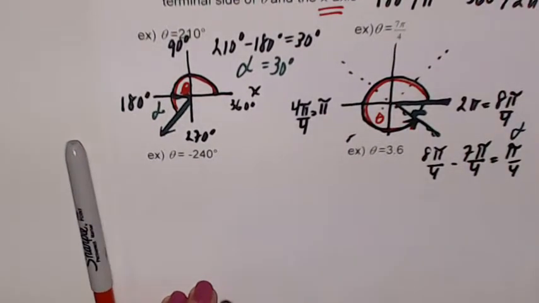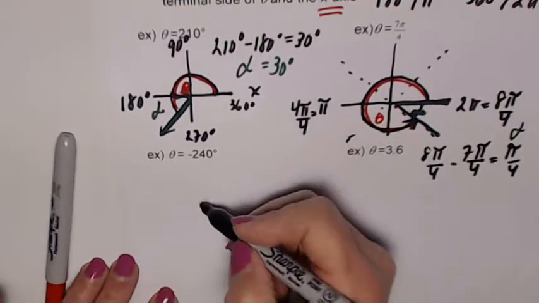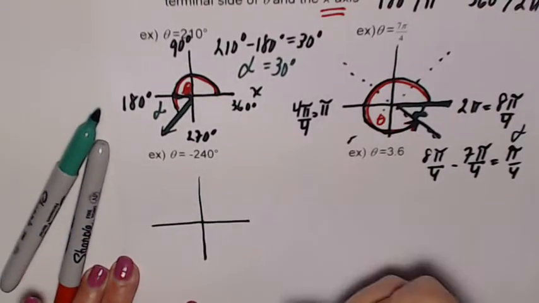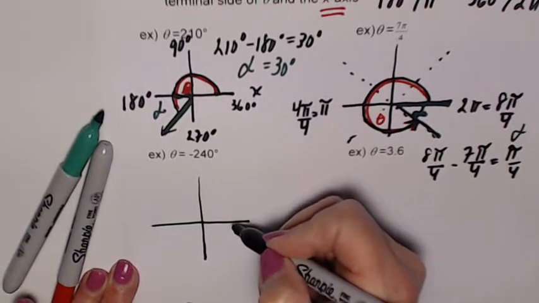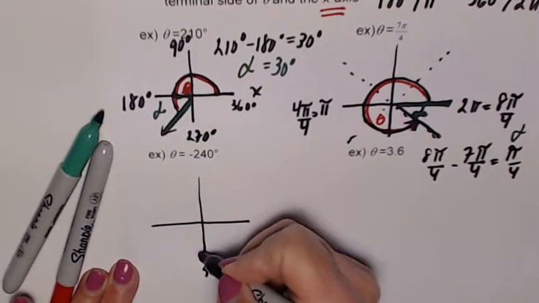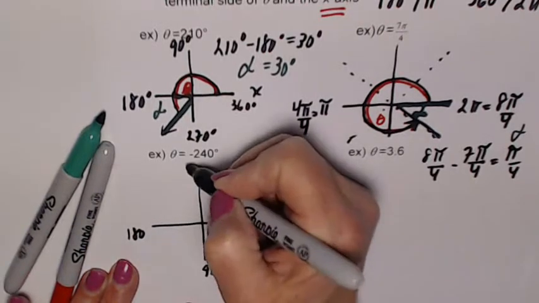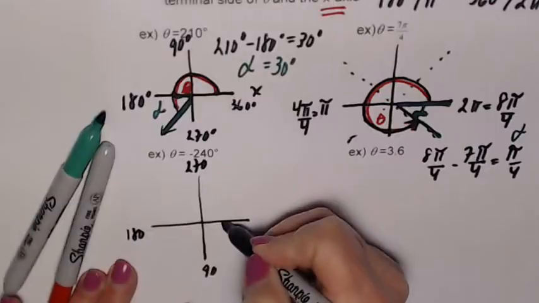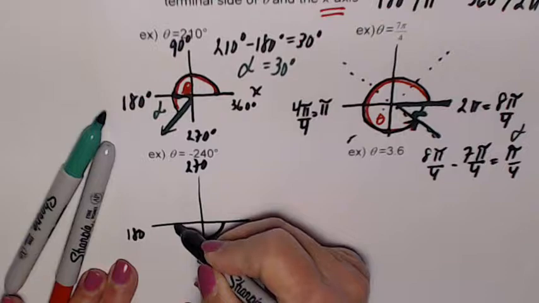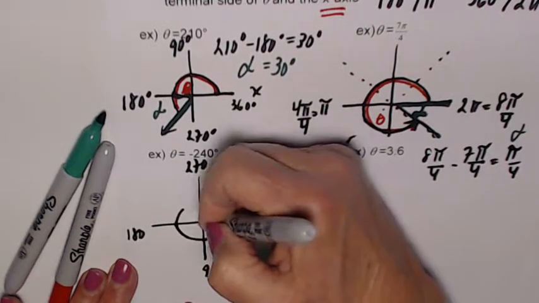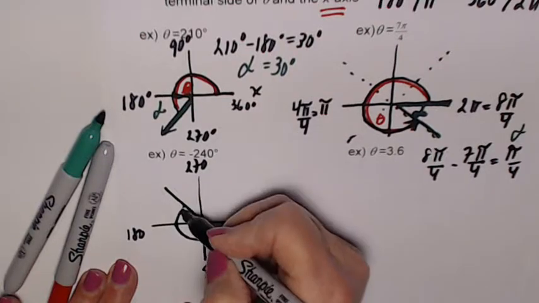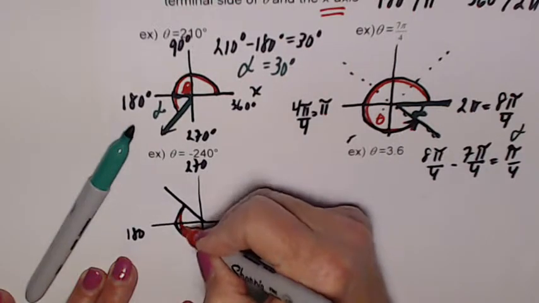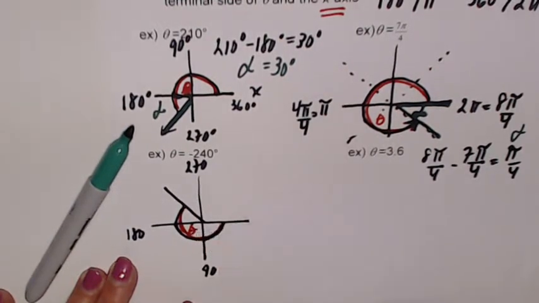Continuing on here, we have a theta, now a negative angle, which means that we are going in the clockwise direction. So going clockwise, this would be 90, and this would be 180, and this would be 270. So we start here, we go 90, we go 180, we don't quite go to the 270, so our terminal side is going to be over there, and showing this, here is our theta.